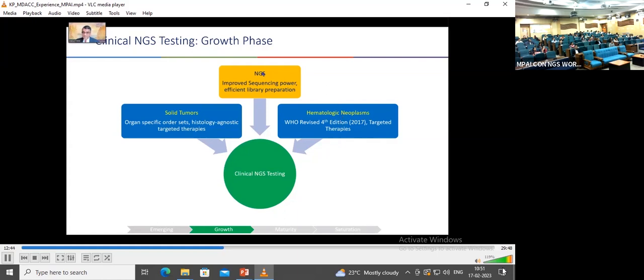And during this growth phase, I would say 2015 onwards, the second 5-year block, we were also seeing improved sequencing power on the NGS side. We were able to make the libraries more efficiently. So overall, the processes were much more robust, and we were able to accommodate this growth in demand, both in content as well as in application during this phase.